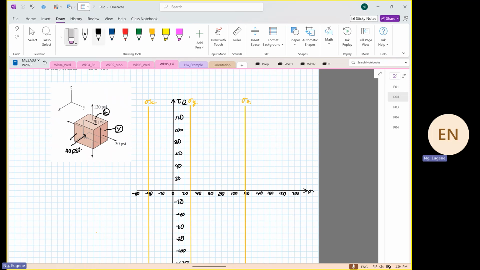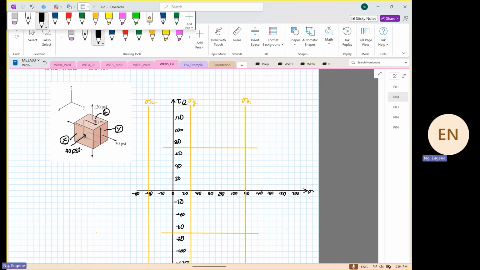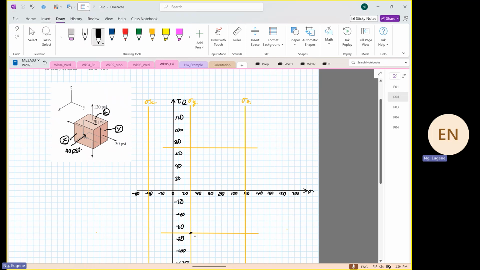Okay, let me write my x properly. So from here, we know there's a shear going on and the shear is 70. So in terms of shear, we have to construct both positive and negative. And from here, like before, we label this so y anti-clockwise. So this is your y. And over here, this is your z. And then you draw a straight line like before.